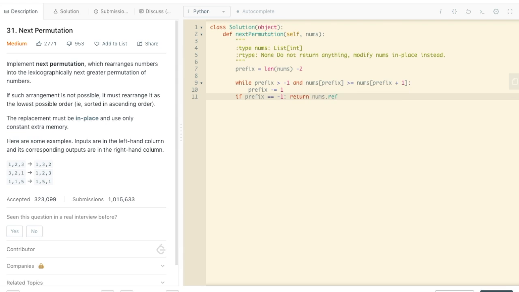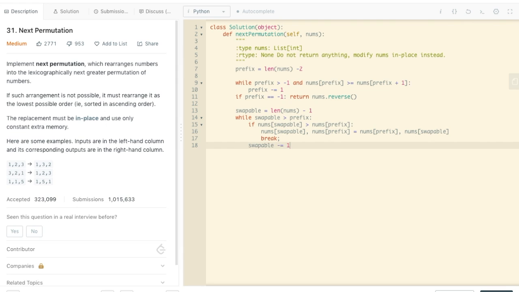If it isn't the last permutation, we need to search for the next swappable element, or the first element that's greater than our prefix element. We do this by searching the suffix from left to right. Once we find the element, we swap it out with the prefix element, then reverse the suffix.